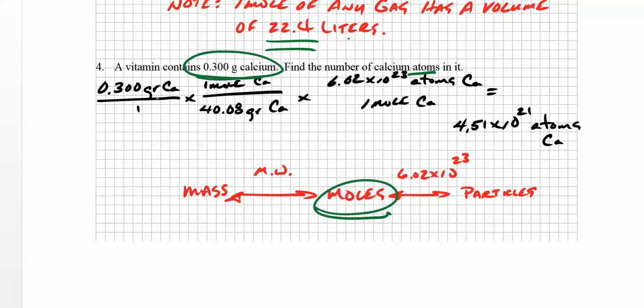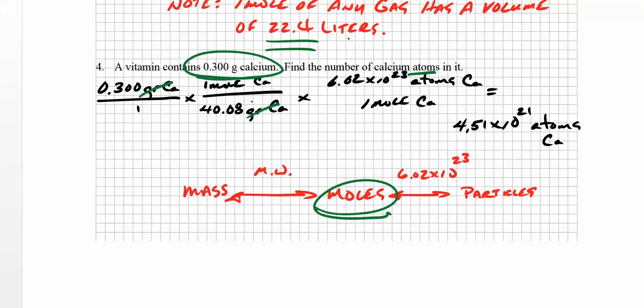So 0.300 grams of calcium over 1, upper left goes lower right, that's units. So grams of calcium goes in the lower right. I'm going to go through a moles intermediate. How many grams is in 1 mole, or what does 1 mole of calcium weigh? On the periodic table, it will tell you it's 40.08 grams per mole. This will cancel with this, leaving me with moles of calcium.